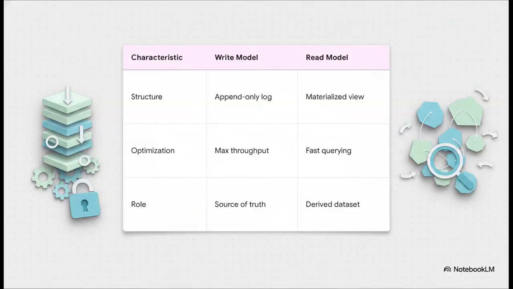Let's break down exactly how these models differ. The write model is structured strictly as an append-only event log. It is completely optimized to maximize write throughput, and it acts as the absolute authoritative source of truth. On the other hand, the read model is structured as materialized views or projections. It's highly denormalized and optimized specifically for blazing fast querying. And remember, it is entirely derived from that write model.